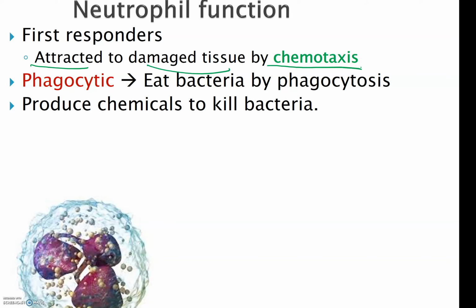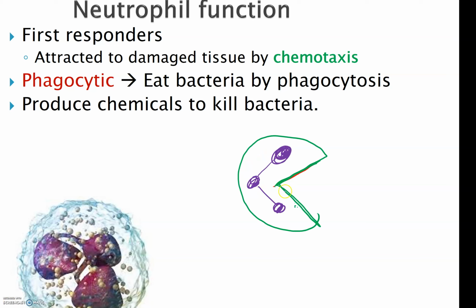I will ask you what chemotaxis is. And they're phagocytes. They're basically Pac-Man. Here is Pac-Man with his multi-lobed nucleus, and he's going to eat Bill the bacteria. So here's Bill. And our neutrophil is going to kill Bill. It also produces chemicals. They're a cytotoxic cell.